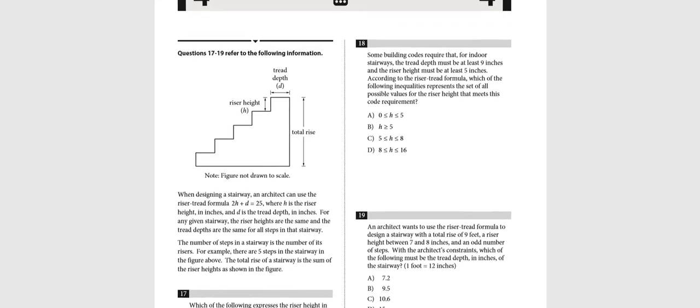Okay, so when we build staircases, we have what's called the riser height and the tread depth. If the riser height, like if you go to a stadium, typically the tread depth is not very big and the riser height is.